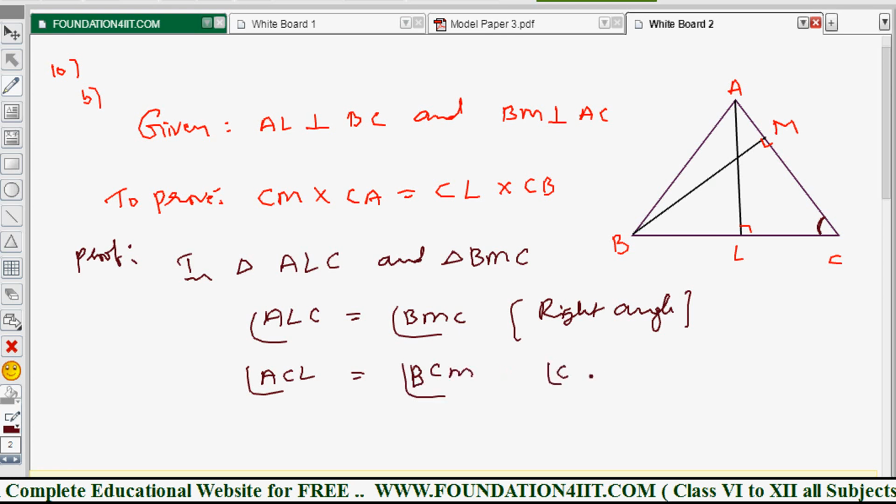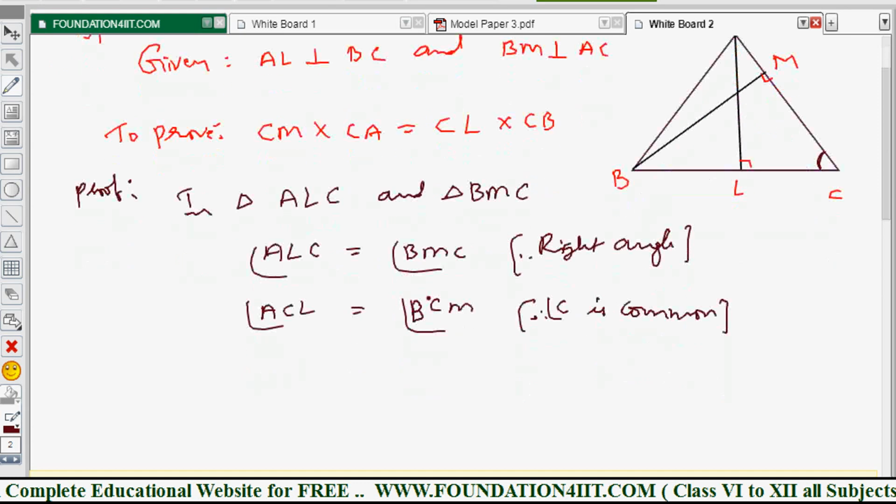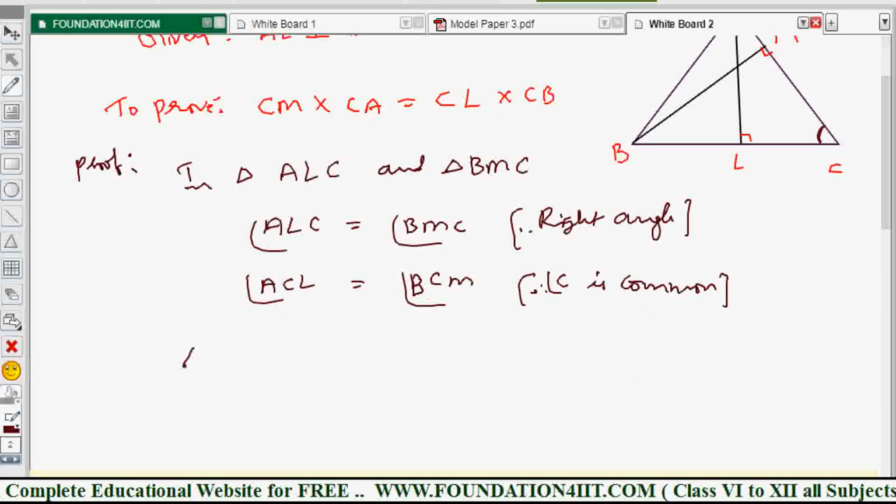So angle C is common in both. Whenever two angles are the same, then according to the AA axiom, triangle ALC is similar to triangle BMC. So this is by the AA axiom. Okay, we can use this.